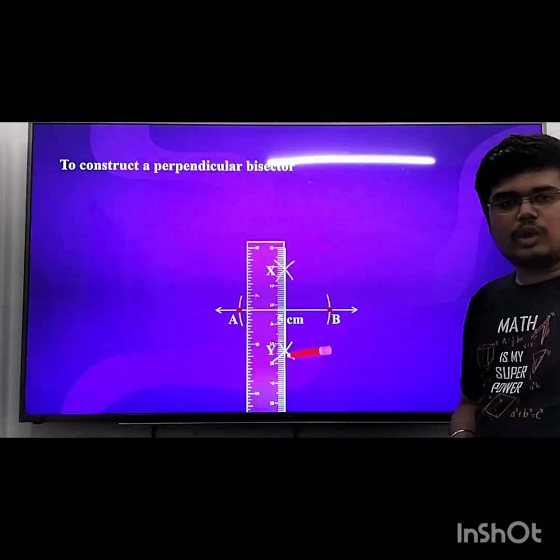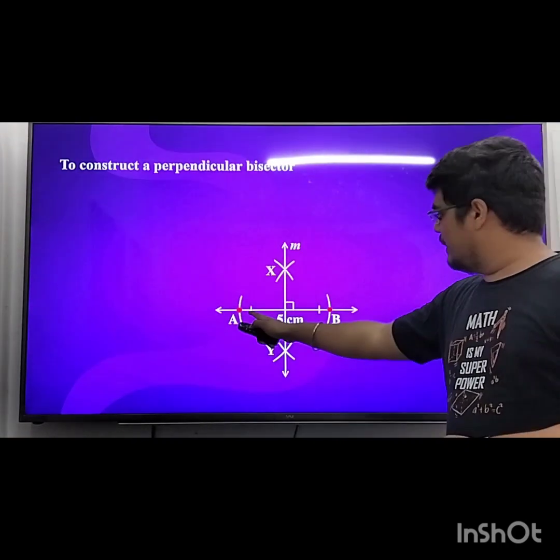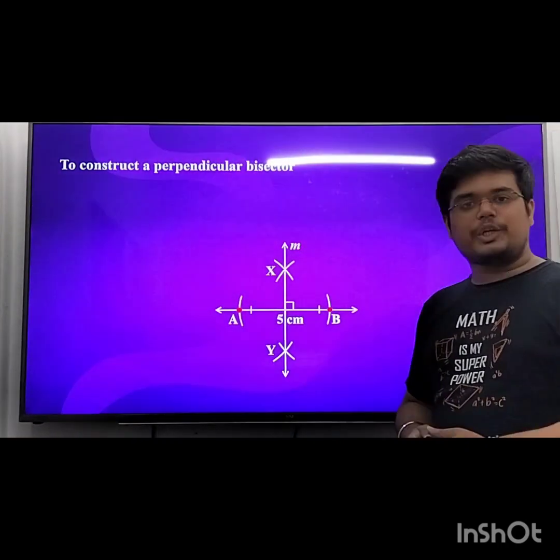This is our perpendicular bisector. So this is the perpendicular bisector of AB. Let's proceed to the third locus.